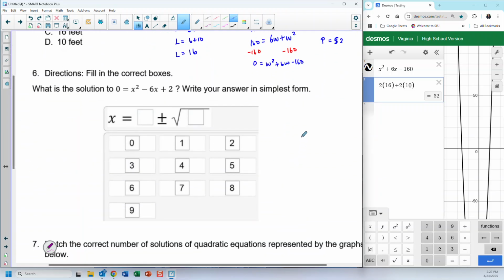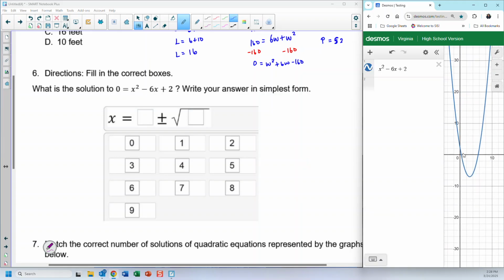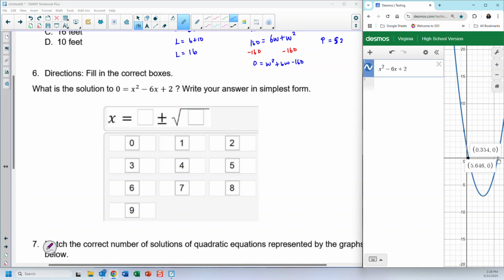It says, what is the solution? All right, you guys. Since I can probably just put this in Desmos and graph it and find the answer, which is actually a really nice way to do it, except it's not going to be that easy. If I look on here, I have these numbers, but then this is a multiple select, so I have to try very random numbers to get the answer.